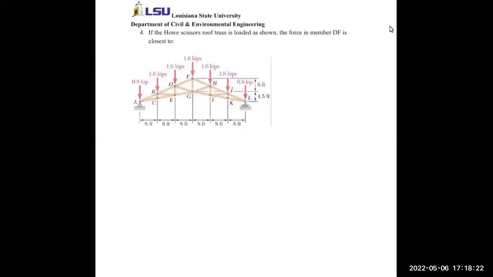Alright guys, so for problem number 4, this is a truss problem. It says if the house's roof truss is loaded as shown, the force in member DF is closest to what? Okay, so for those types of problems, the first thing I would like to do is always determine the reaction forces.